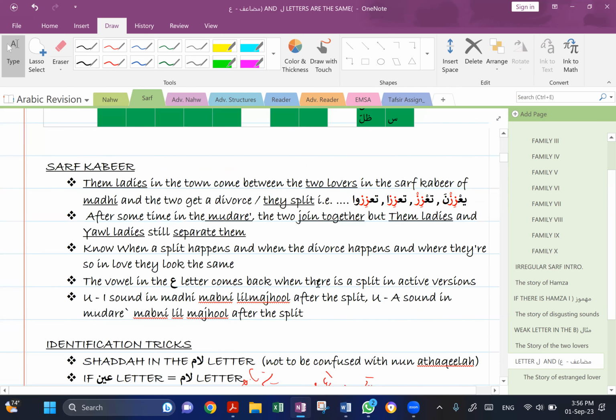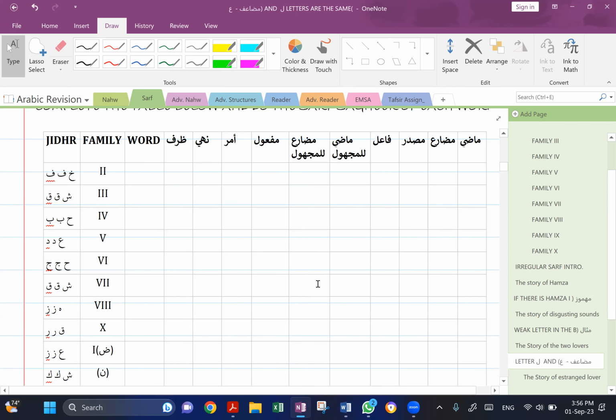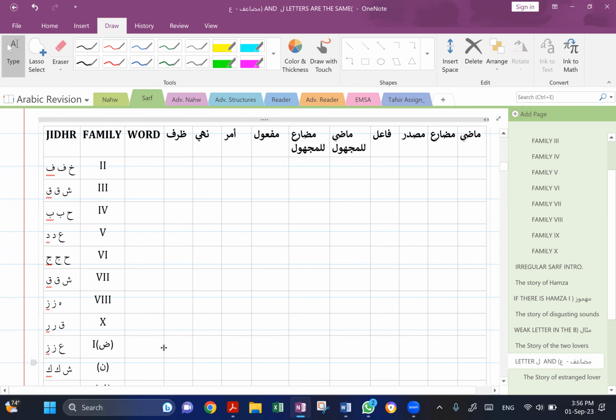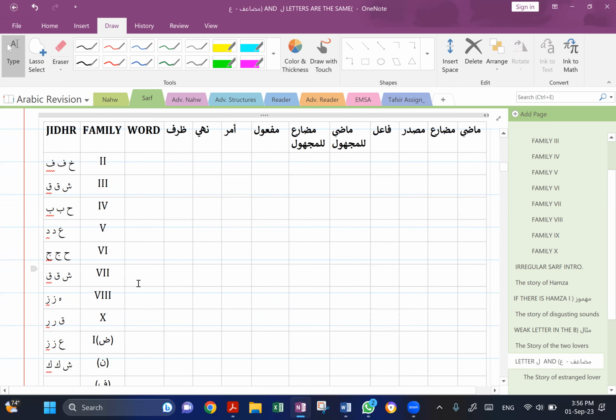Okay, let's continue with the sarf here. I think maybe we can extend 5 more minutes just to go through this exercise, inshallah, because we started a bit late, so we can maybe extend it a little bit. We go back to Saima.